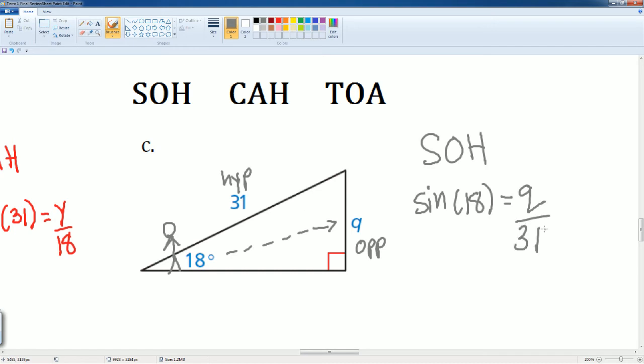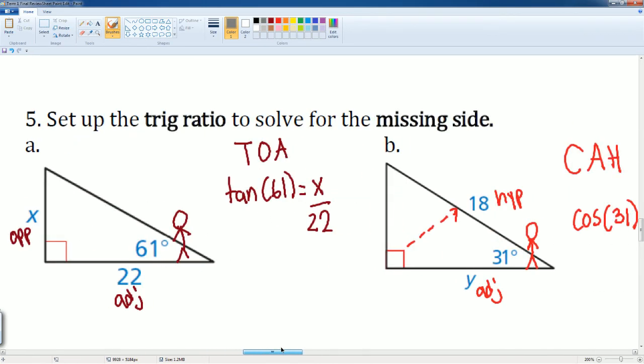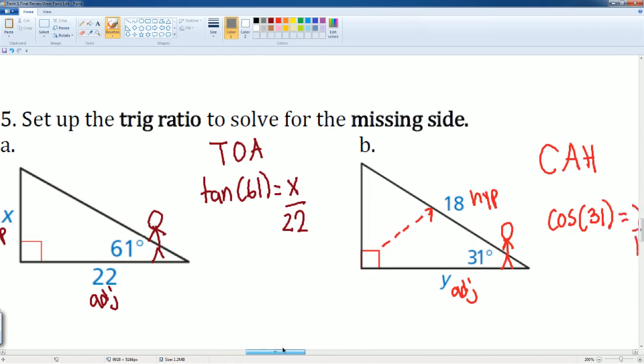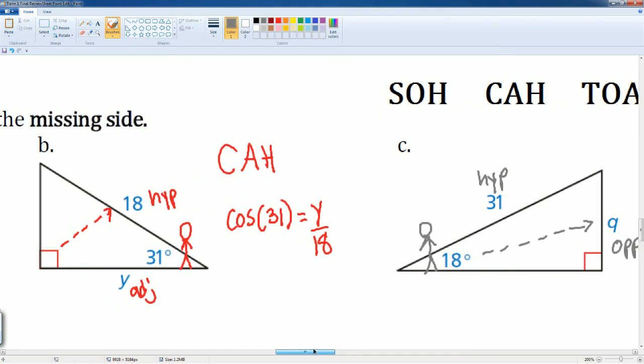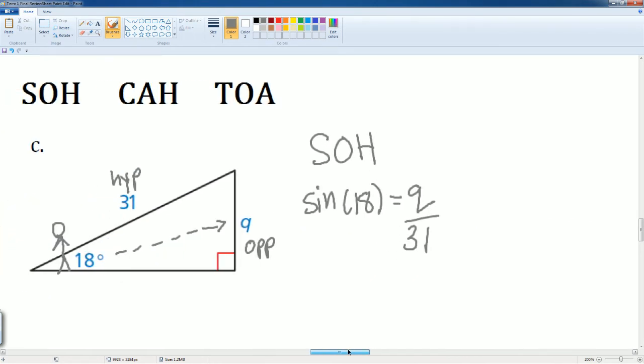is 31. The reason why I changed this is because I wanted you to see one of each. So A was your tan, TOA. B was your cosine, CAH. And C is your sine, right? SOH, CAH, TOA. All right. Good.